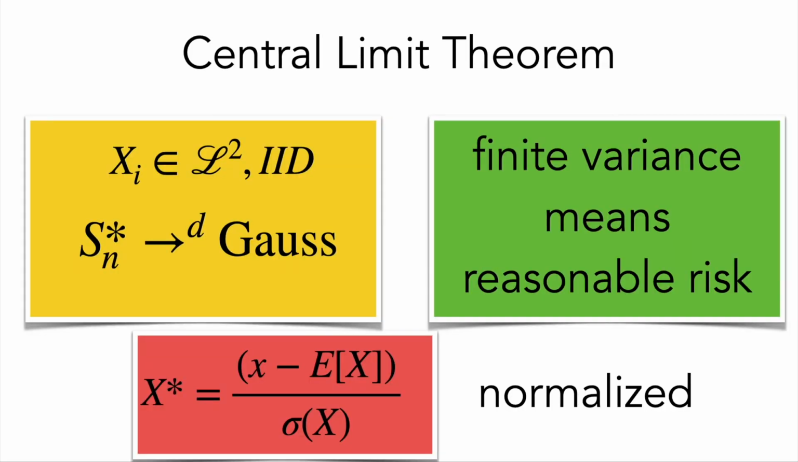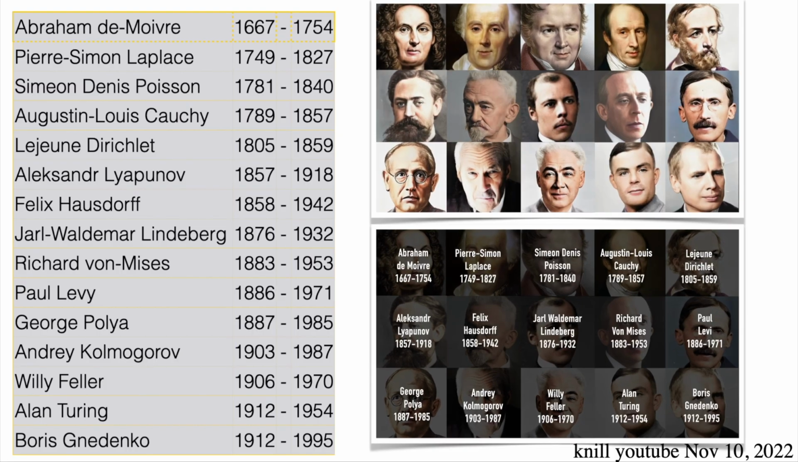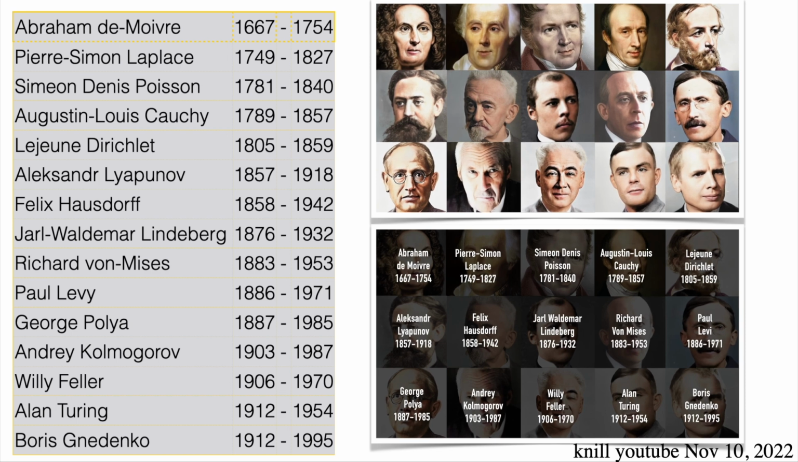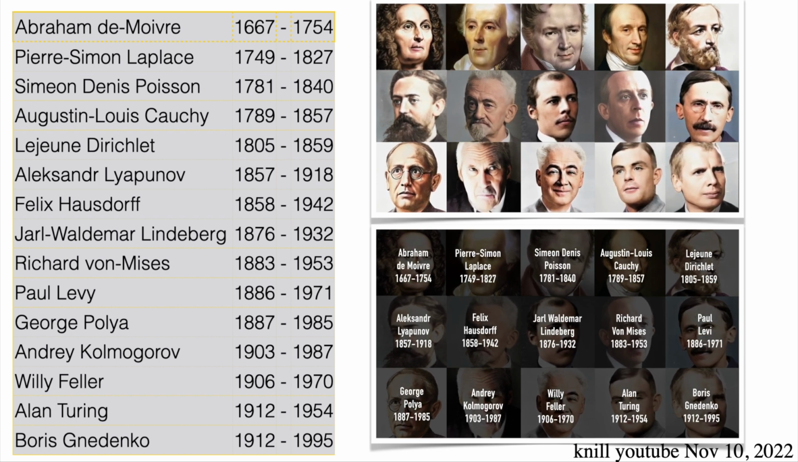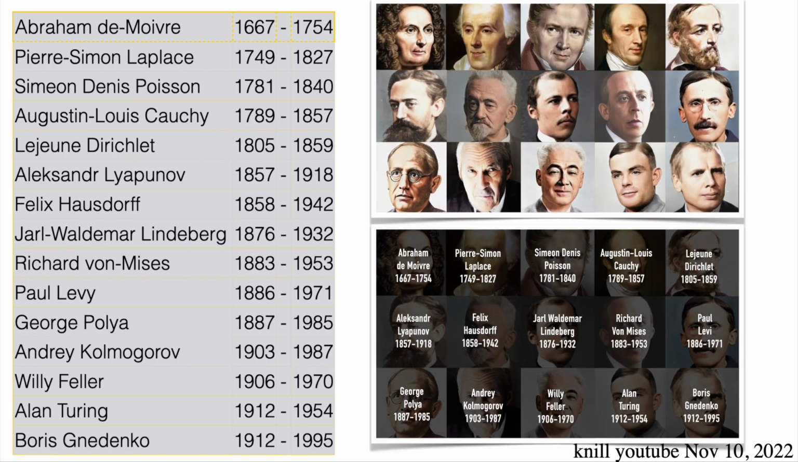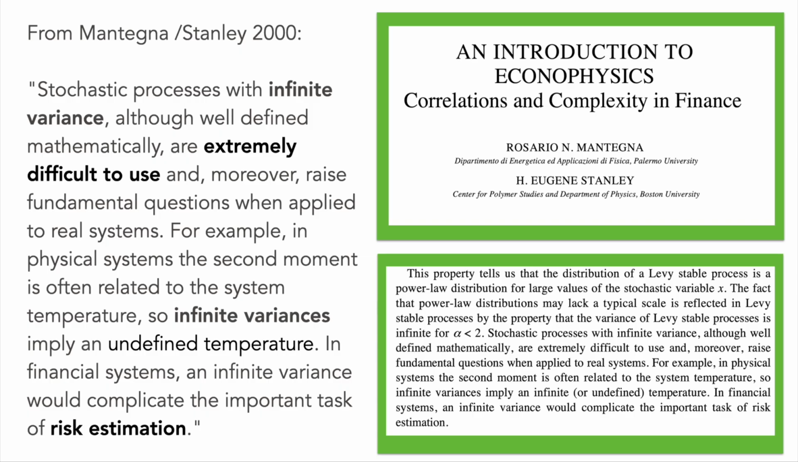It tells that the normalized sum of IID L2 random variables converges in distribution to the normal distribution. This theorem has a rich history. I made once a timeline of mathematicians involved in various versions of this theorem, from Abraham de Moivre to Boris Gnedenko. Let's get to high-risk situations.